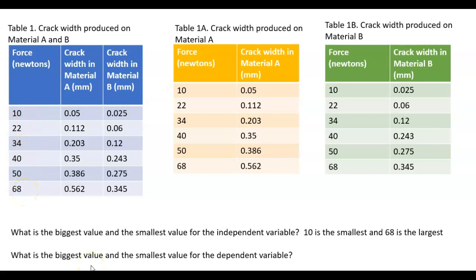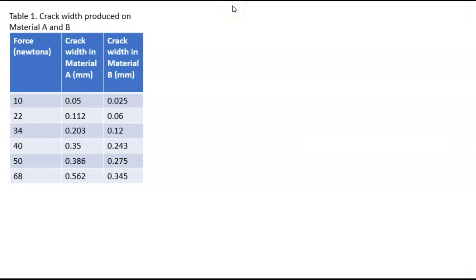And next, we want the biggest value and the smallest value of the dependent variable. Since we're going to be doing these on the same graph, we want to consider both dependent variables. So what is our smallest dependent variable on both columns? Well, our smallest one would be 0.025, and our largest one would be 0.562. These values will help us to determine the scale used on the y-axis. I've recombined my table into one because that's more than likely how you'll see it in your lab and your projects.